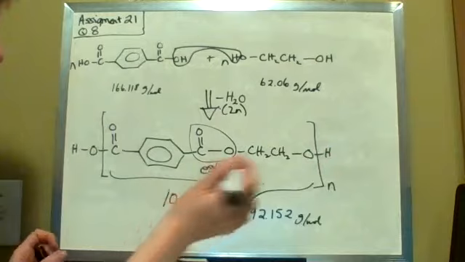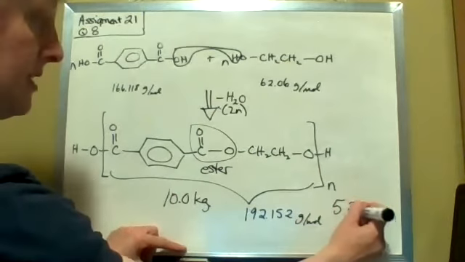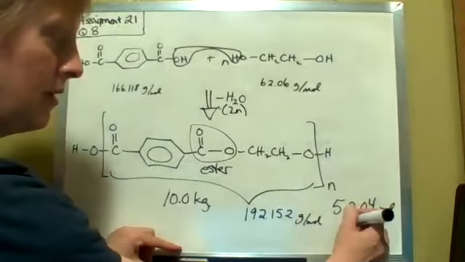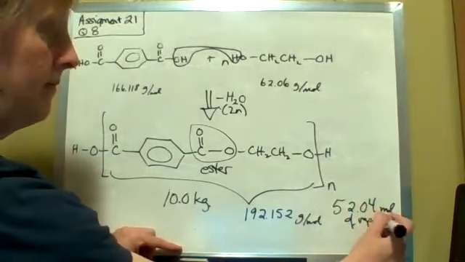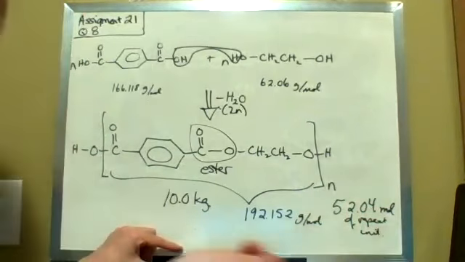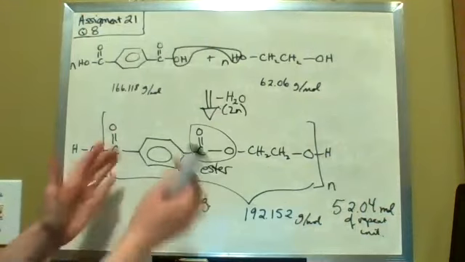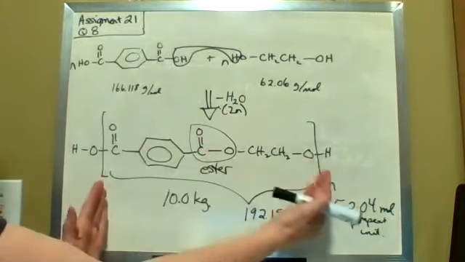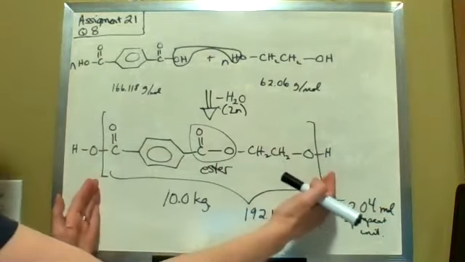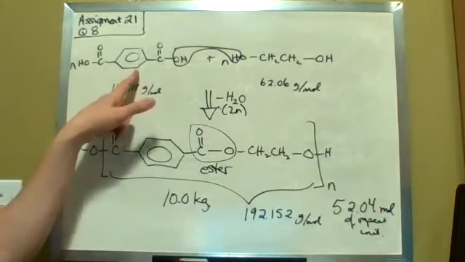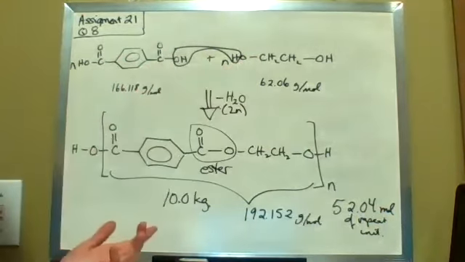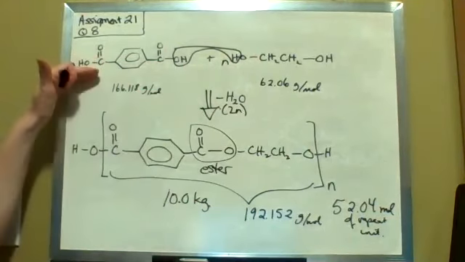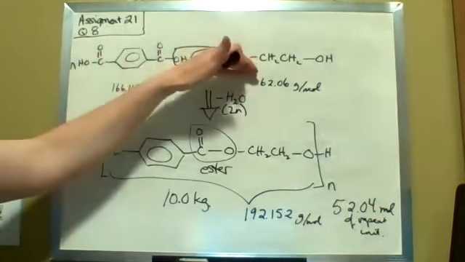So from this and 10 kilos, you can figure out the moles of repeat unit. So you should have 52.04 moles of repeat unit, or polyester. Because you know now, stoichiometrically speaking, how many monomers went into this repeat unit. So for every one repeat unit, you added 1 terephthalic acid and 1 ethylene glycol. So it's all just 1 to 1 to 1. So you can now figure out your mass of terephthalic acid and mass of ethylene glycol.